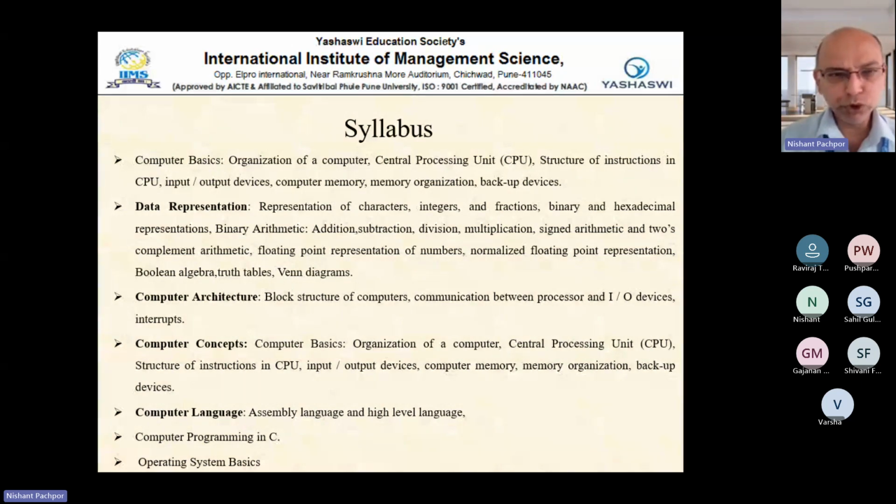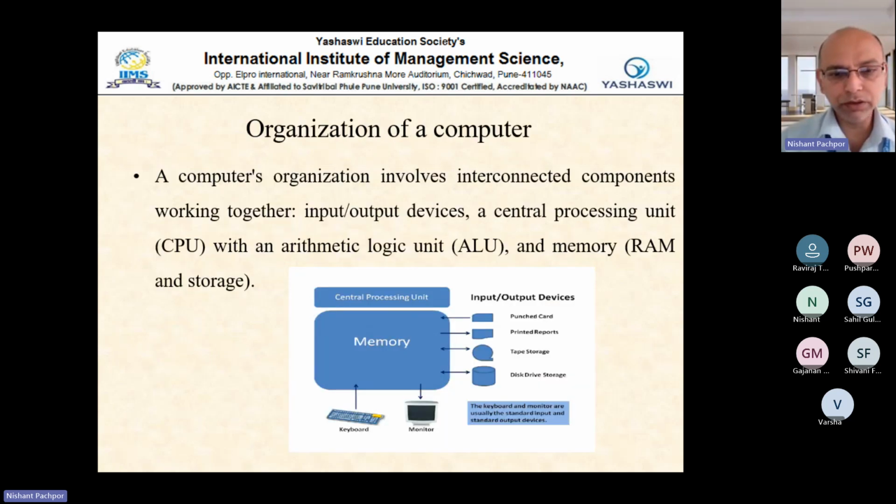So most of these points are covered, because we have less time, within 2 hours. It is not possible to cover the complete syllabus, but we cover some basic main points of this complete syllabus. Okay, then we go with the first topic, organization of a computer.